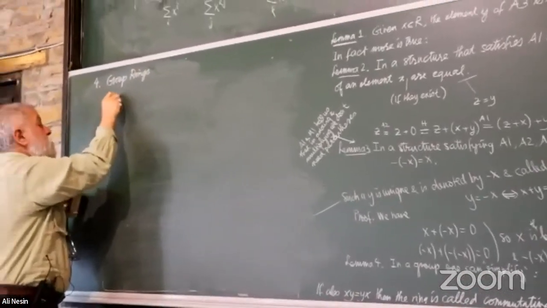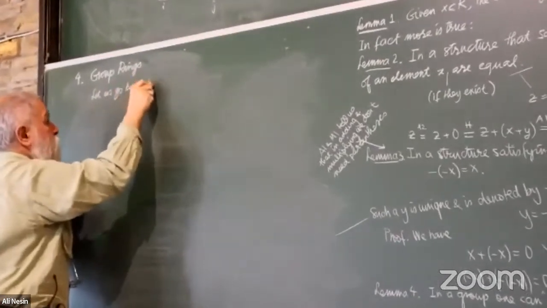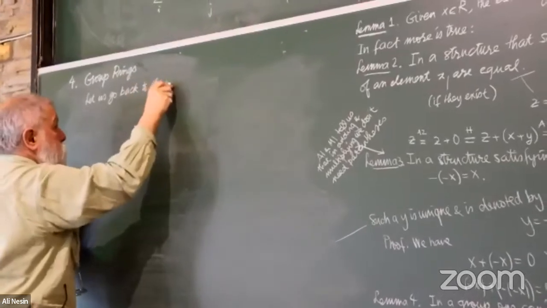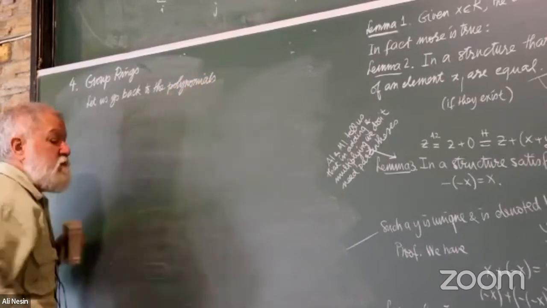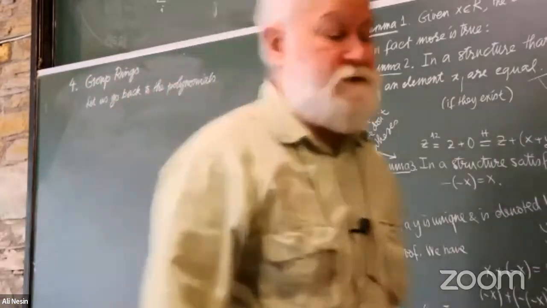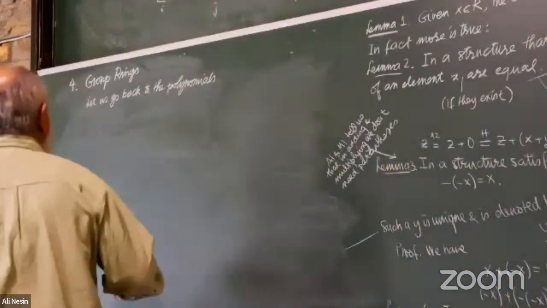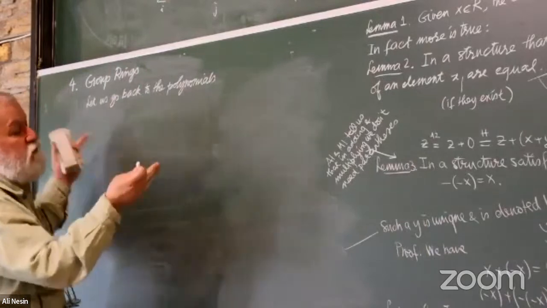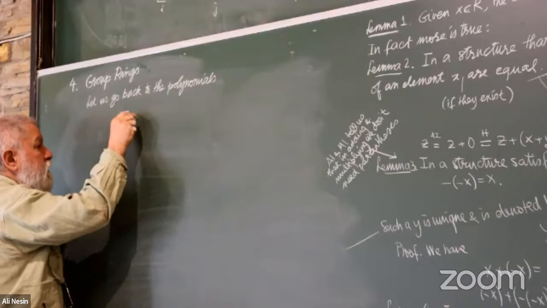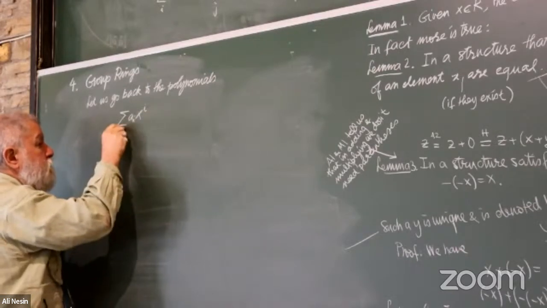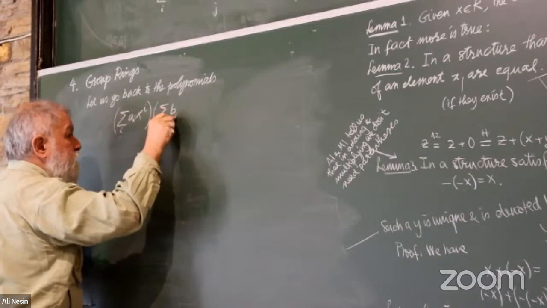Let us go back to the polynomials. I will be inspired by the polynomials. I will generalize the concept of polynomials. What do we do? Well, to add polynomials is very easy. How do we multiply them? a_i x to the i, and b_j x to the j.